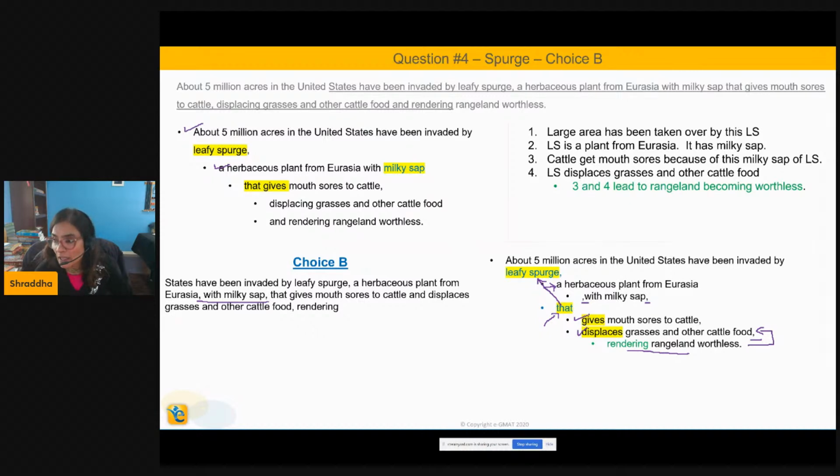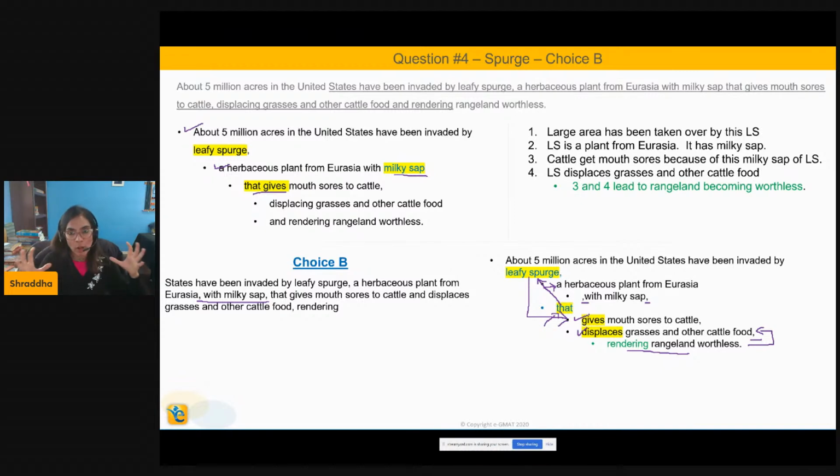Because in choice A, we read that it is the milky sap that gives mouth sores, but choice B is saying that it is the leafy spurge that gives mouth sores. Is it not changing the meaning? My question to you is, is it really changing the meaning? Think about it. Leafy spurge and milky sap, are they mutually exclusive independent entities? Is it so that a cow can go eat leafy spurge and not get mouth sores because it has not licked the milky sap? No, that's not the case.